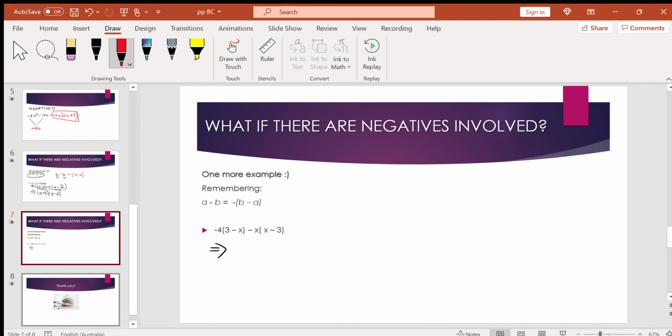Let's do one more example. Minus 4 times 3 minus x. Then minus x times x minus 3. So we need to get both of these to be 3 minus x. So minus 4 times 3 minus x times minus x.